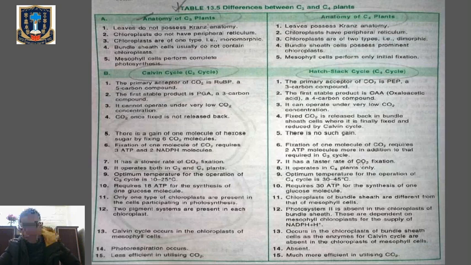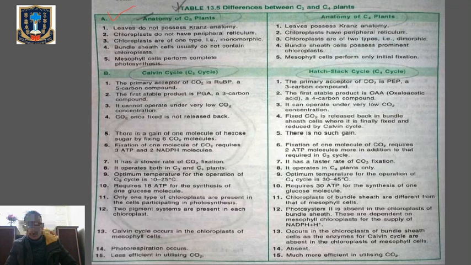So point number one, we will see that leaves do not possess Kranz anatomy in C3 plants, but Kranz anatomy is present in case of C4 plants. You know what the Kranz anatomy is? Where the mesophyll cells form a ring around the bundle sheath cells, around the vascular bundles. Here palisade cell is absent.